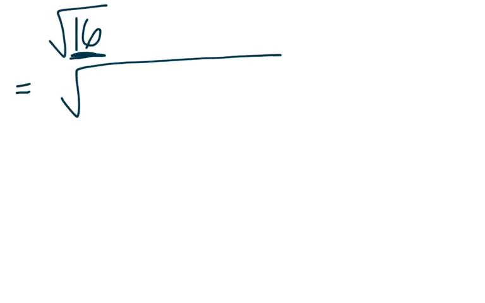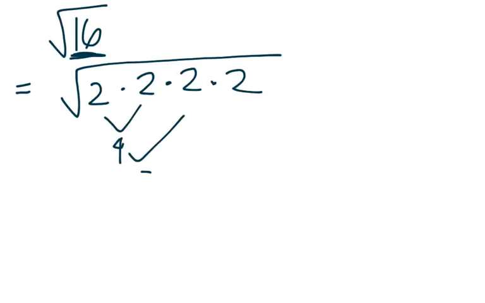The radical sign stays there. And the prime factorization of 16, as we had just figured out, was 2 times 2 times 2 times 2. You can check that because 2 times 2 is 4, 4 times 2 is 8, and 8 times 2 is 16, and all of these are prime factors. So that is our radicand rewritten with its prime factorization.